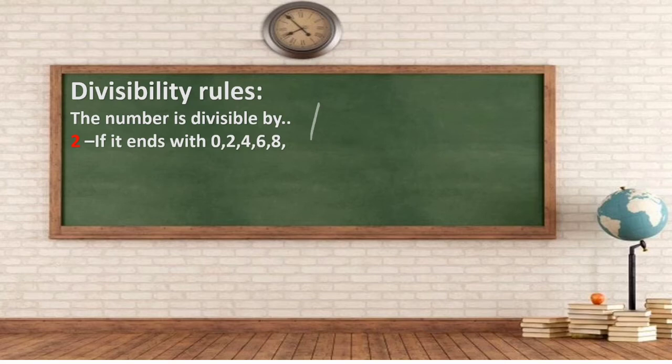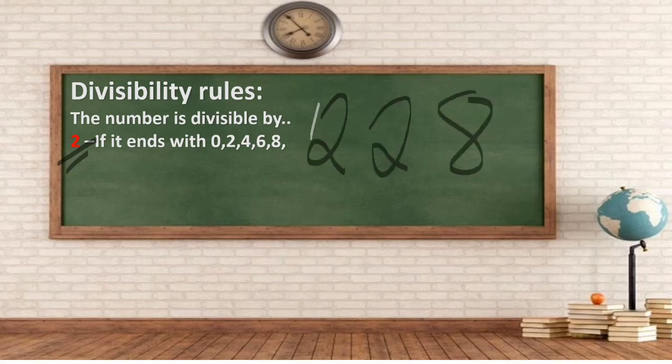Okay, divisibility rules. A number is divisible by 2 if it ends with 0, 2, 4, 6, or 8. Like for example, 228. It ends with the number 8. So this is divisible by 2.